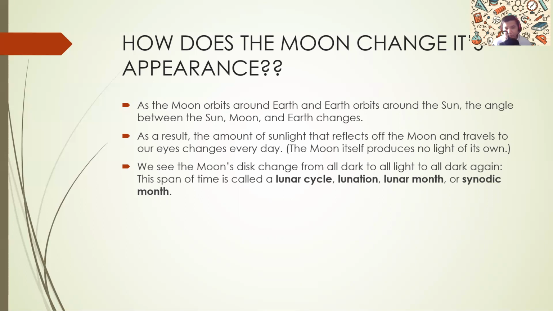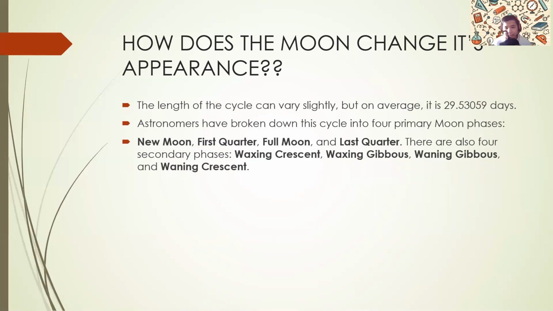We see the moon's disk change from all dark to all light to all dark again. This span of time is called a lunar cycle, a lunation, a lunar month, or a synodic month. The length of the cycle can vary slightly, but on average, it's 29.53 days.